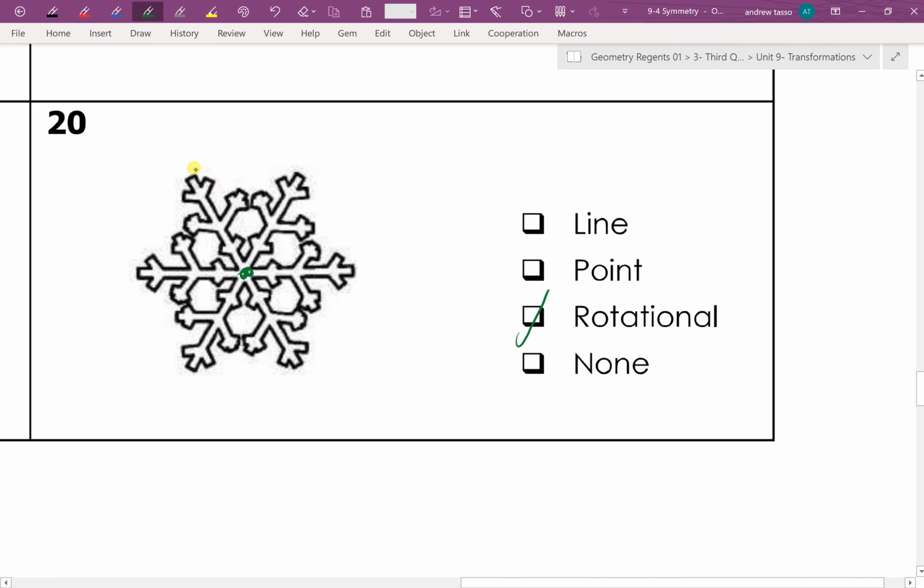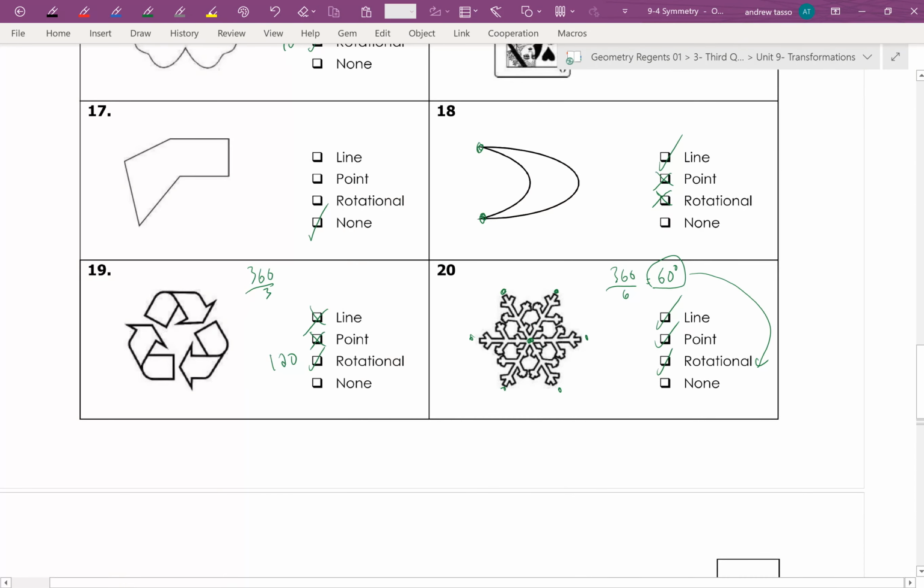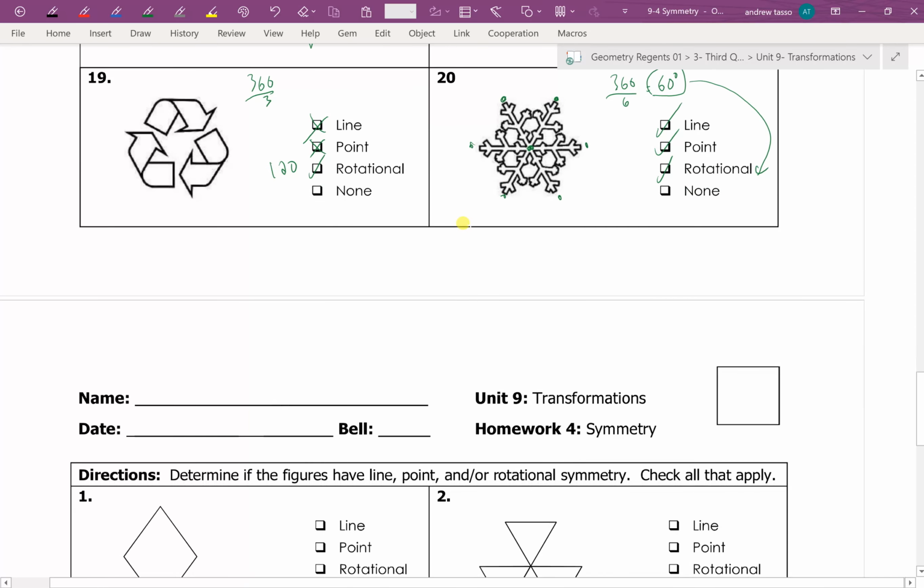Okay, this one definitely can be a ceiling fan. How many features does it have? Let's count these sticks. 1, 2, 3, 4, 5, 6. So if I do 360 divided by 6, that gives me 60 degrees for my rotational. Okay, it does have line symmetry. You could draw a vertical line through the middle. Does it look the same upside down? I would say yes. Okay, so it has all the same symmetries.